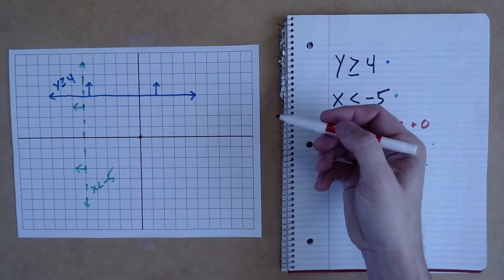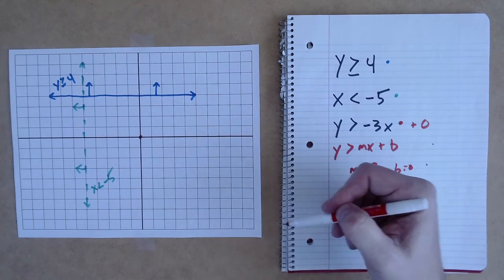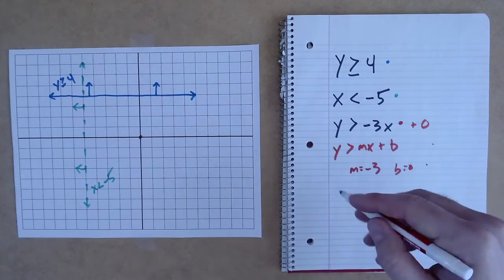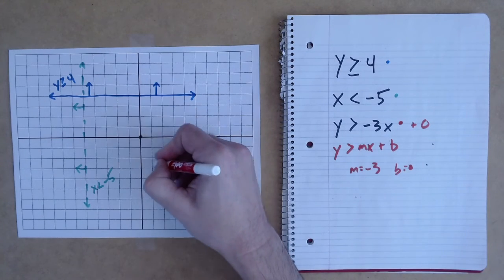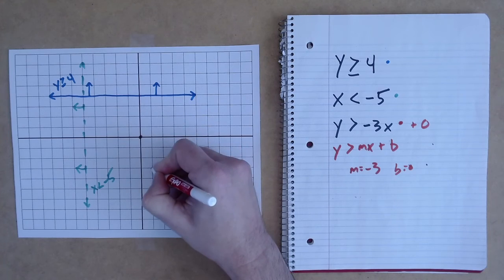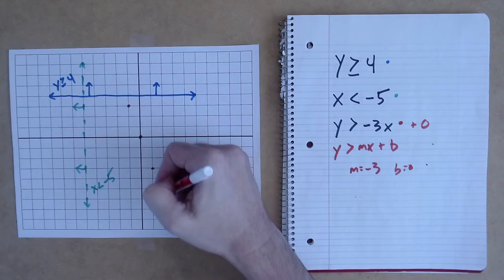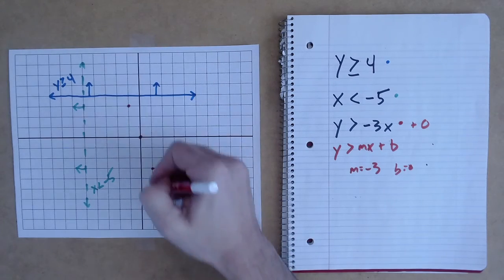So it has to go down 3 spaces for every space it goes over. The rise over the run. So really it's a negative 3 rise over one run. So we know that's down 3 for every one over, here and here. So we know the line goes across these 3 points.